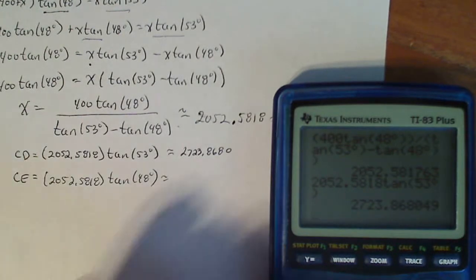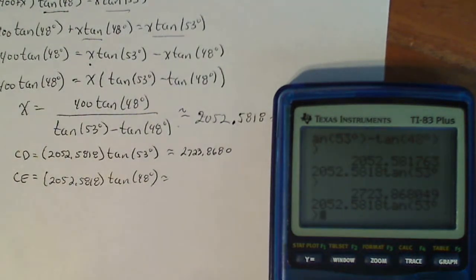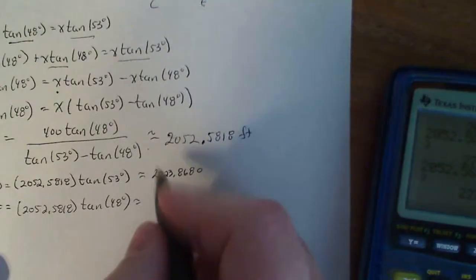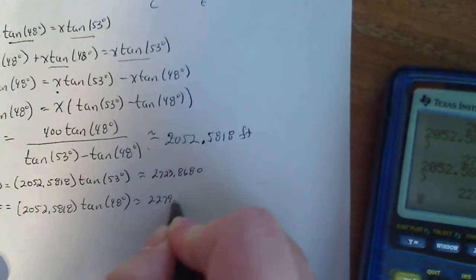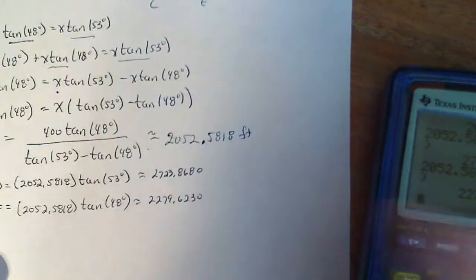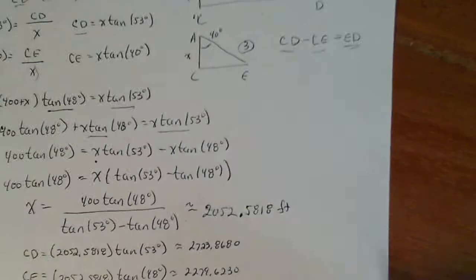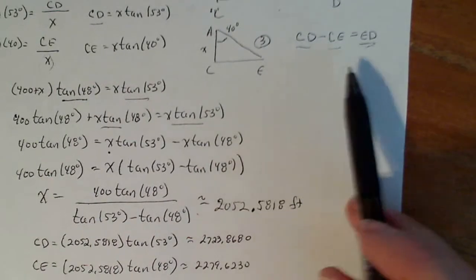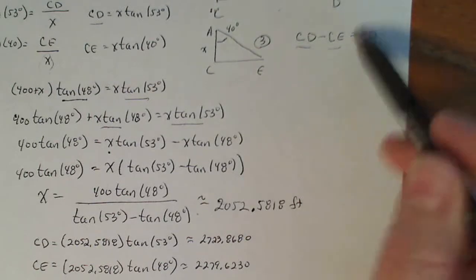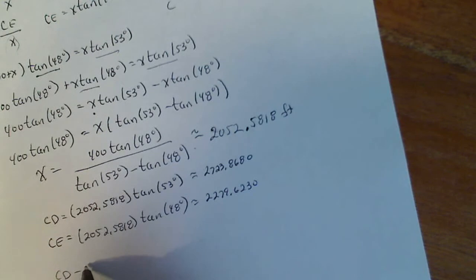And then CE is going to be the same thing. The only difference is instead of 53 degrees, it's going to be 48 degrees. So 2279.6230. Okay. Now I said earlier that the length CD minus CE gives me the length of my canyon right here. So CD minus CE gives me the value that I want.